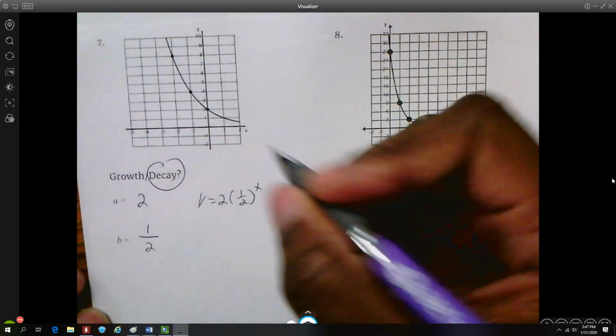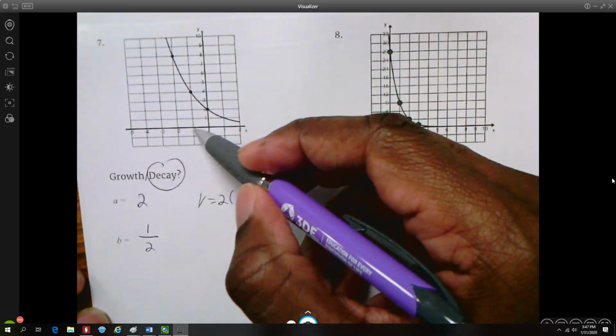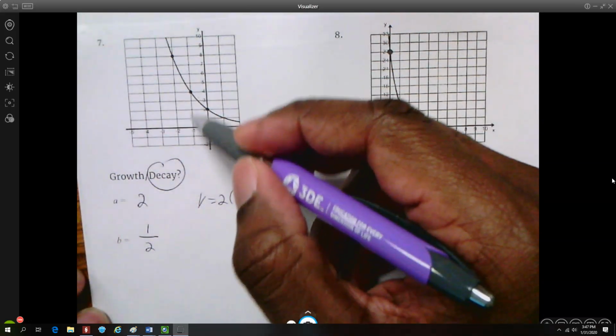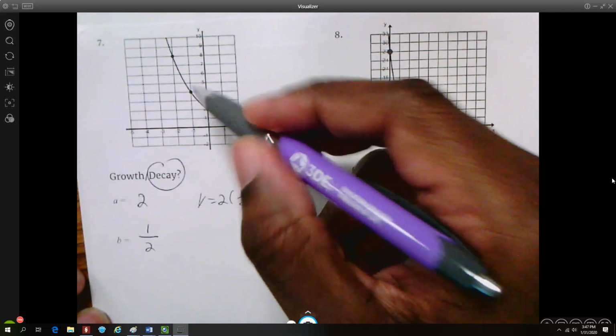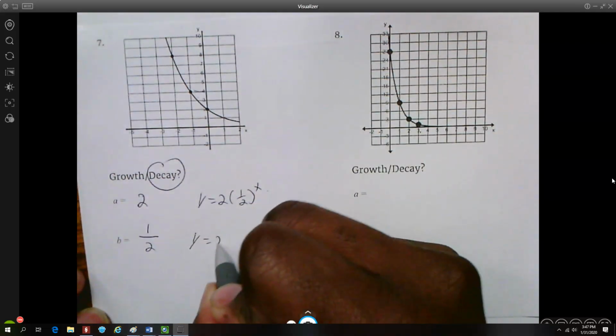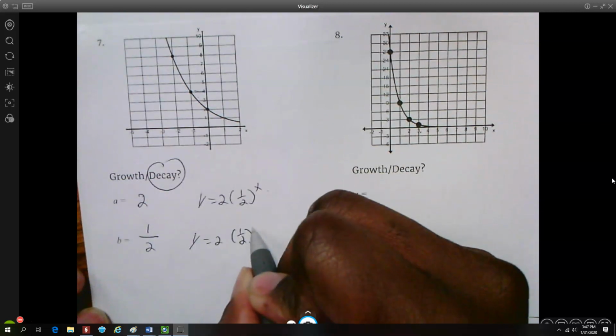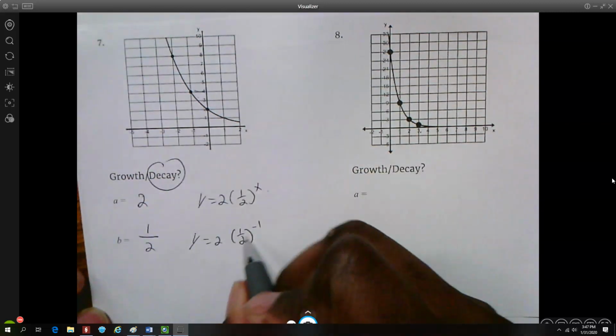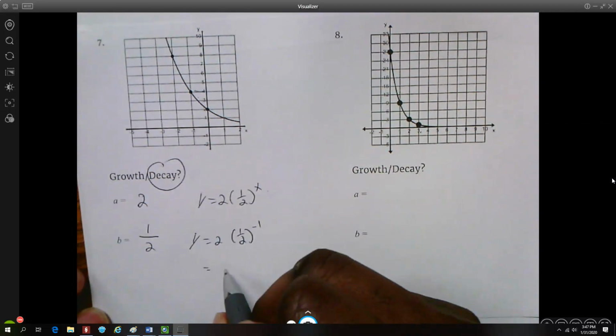And I can check it and make sure it's right. For example, if I plug in -1 into that equation, I should get an output of 4. So if I check, it should be 2 times 1/2 to the -1. And if you plug it into your calculator, you should get 4.